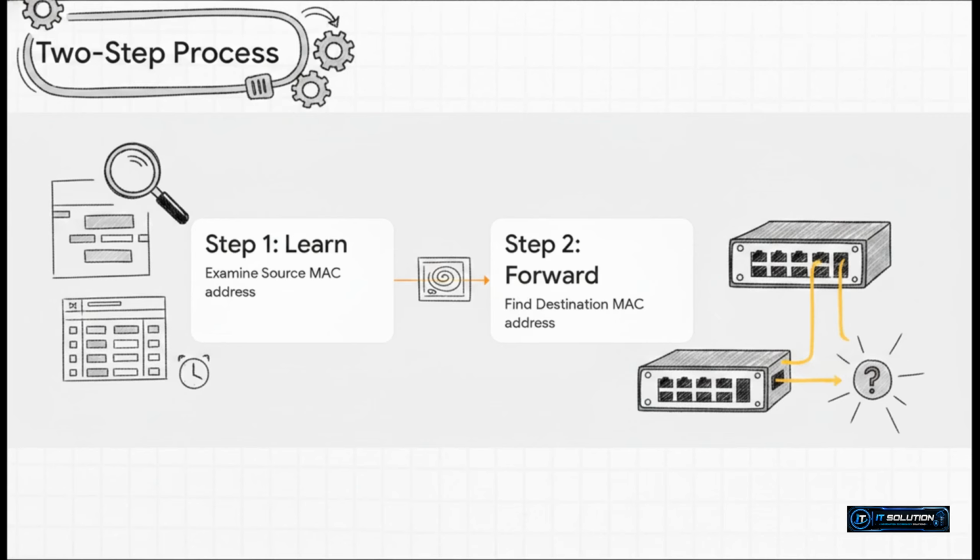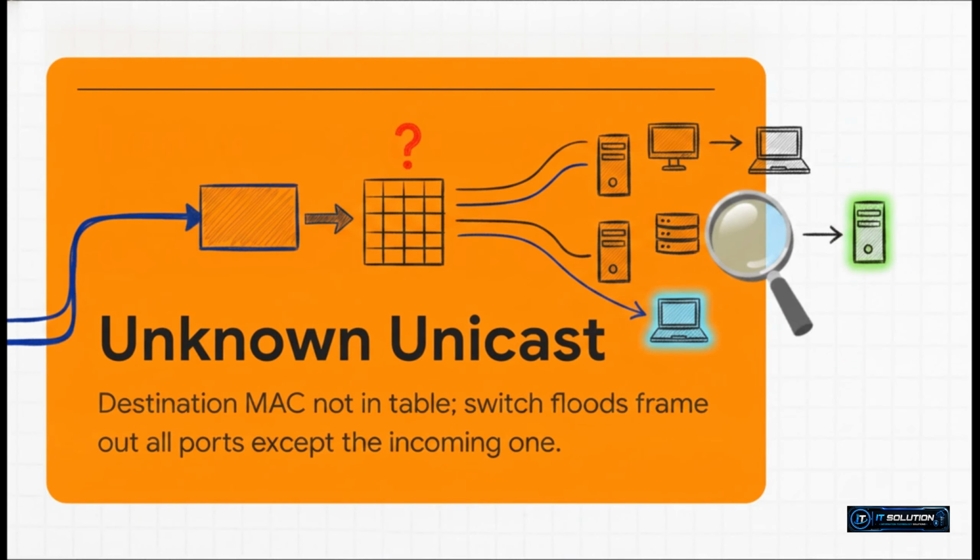Now the switch looks at the destination MAC address. If it finds a match in its table, it forwards the frame out of that one specific single port. It's incredibly efficient. But wait, what happens if the destination MAC address isn't in the table yet? So the crucial point is how the switch handles that exact blind spot. We call this an unknown unicast.